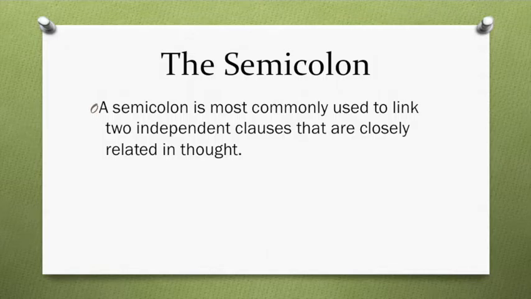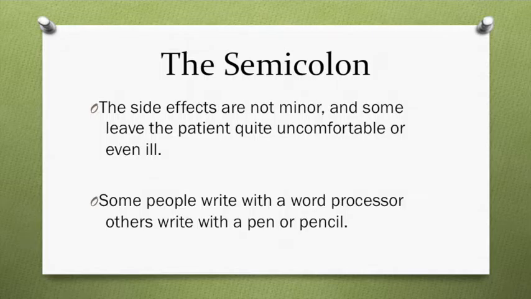A semicolon is most commonly used to link two independent clauses that are closely related in thought. In the first example, the side effects are not minor and some leave the patient quite uncomfortable or even ill. These two sentences are tightly connected and have the same positions. And you can mark a semicolon to show the equal position. In the second sentence, you need a semicolon to show the contrast in two sentences. You can also use however or but.